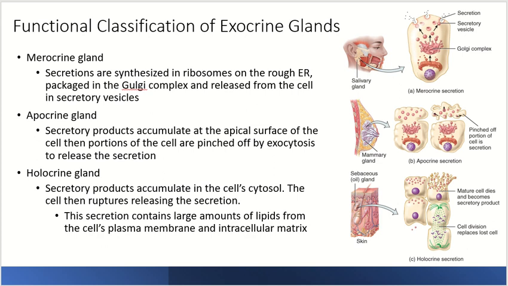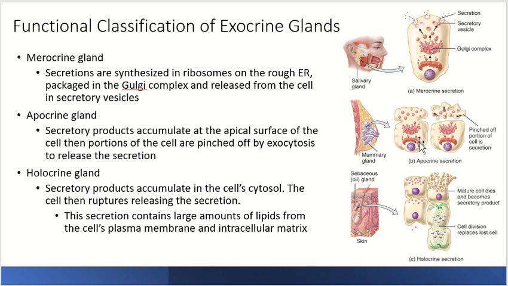All right, so for starters, we've got our merocrine glands. These are going to have secretions that are synthesized by the ribosomes in the rough endoplasmic reticulum within the cell. Those secretions are then going to be packaged by the Golgi complex and released from the cell in these little secretory vesicles. So they're just releasing these little vesicles here. These are found in the salivary glands.